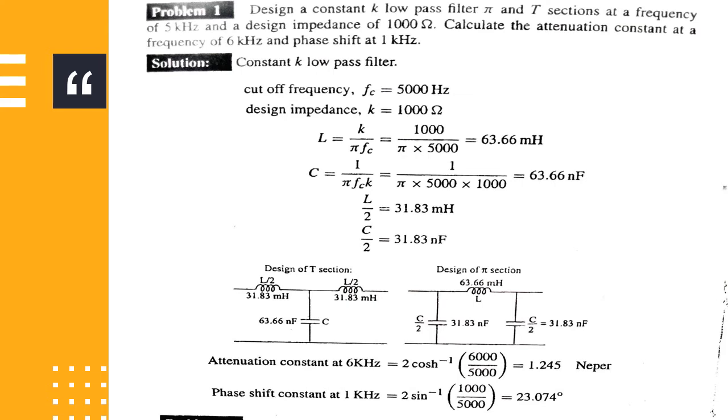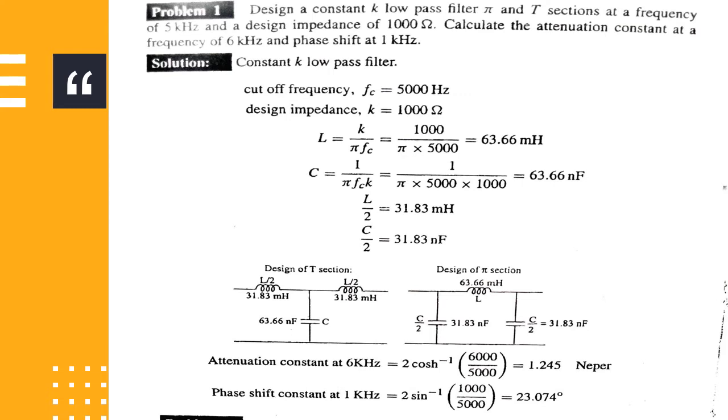Calculation of the attenuation constant at a particular frequency and the phase shift at a particular frequency, which is 6 kilohertz and 1 kilohertz. The filter is a low pass filter. The method is a constant K instead of M derived, and the sections are T and pi. So see here the T and the pi section.